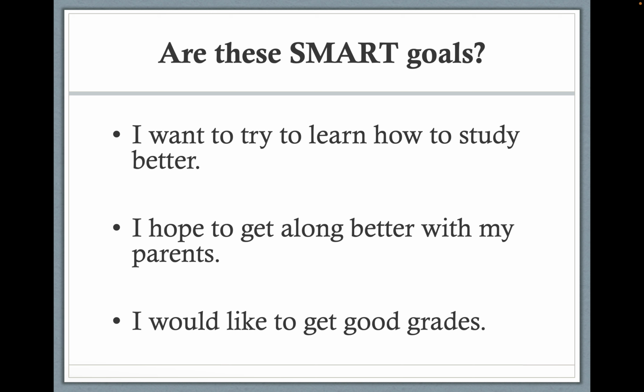Okay? So, for example, if we look at these goals here: I want to try to learn how to study better. I hope to get along better with my parents. I would like to get good grades. Well, let's start from bottom to top. I would like to get good grades. This is not a good goal, right? At least you're not using SMART goal setting. First of all, that's not how you set a goal, right? They must be well defined, they must be measurable, right?